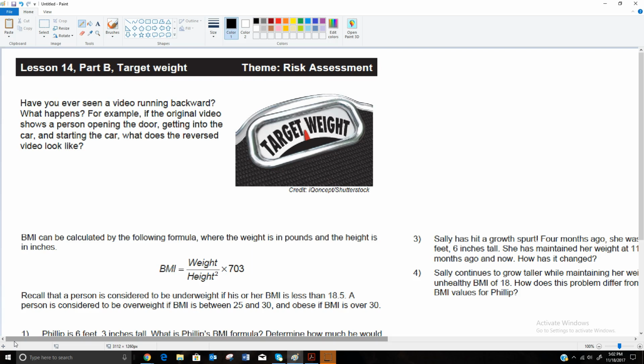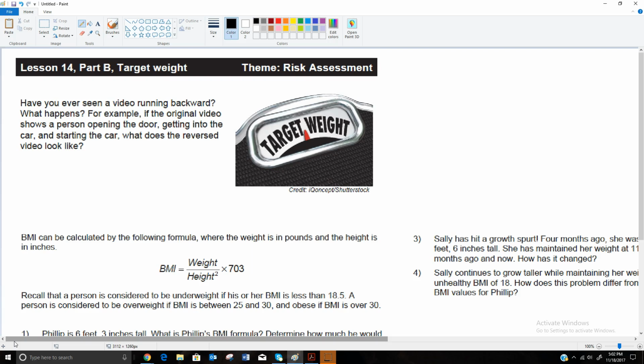Now we're going to start with a conversation here that's really, really important. It asks if you have ever seen a video running backwards, and what happens during that video. For example, if the original video showed a person opening a door, getting into a car, starting the car, what would the reversed video look like?